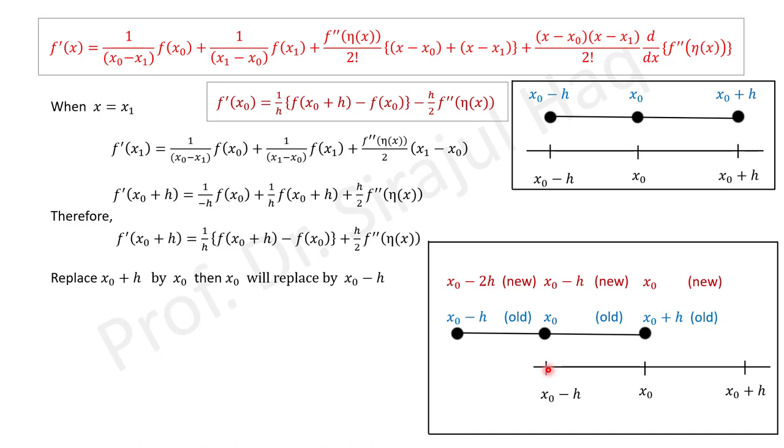So what will happen to your formula? X naught plus h is replaced by x naught, which appears over here. 1 over h, x naught plus h is x naught minus. You can see that this was originally x naught, but now this is x naught minus h if you look at these two. So that's the reason I replace this x naught by x naught minus h.